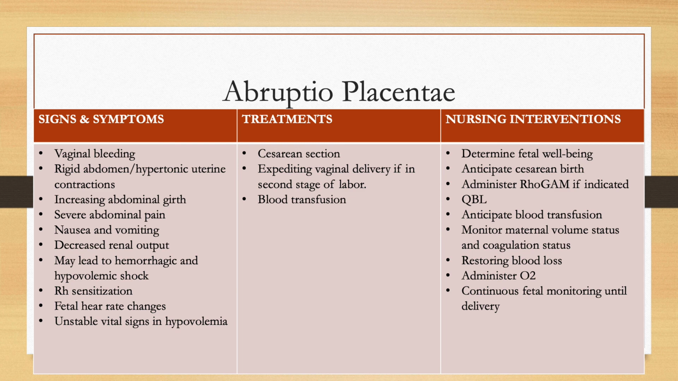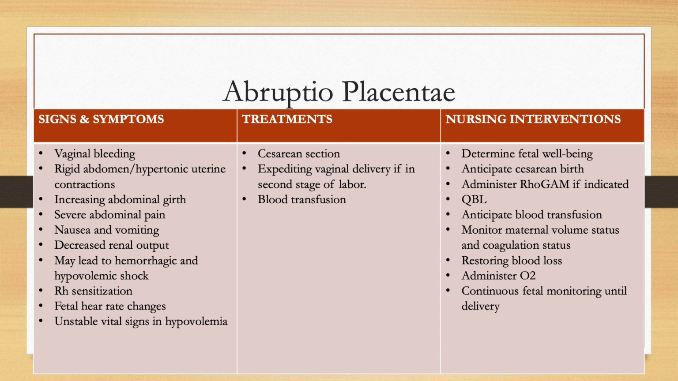Cesarean section. We can't sit there and wait for her to deliver vaginally, unless, okay, you can expedite a vaginal delivery if you are in the second stage of labor. Remember, the second stage of labor is when mom is complete and she's ready to push. If she's complete and you feel, or the physician thinks, that delivery is imminent, that she can do one push and the baby will come out, then you take your chances. Otherwise, you go into a stat cesarean section.